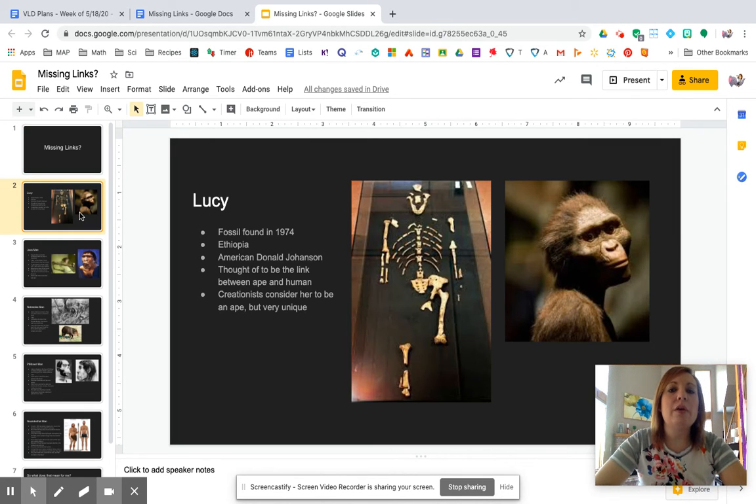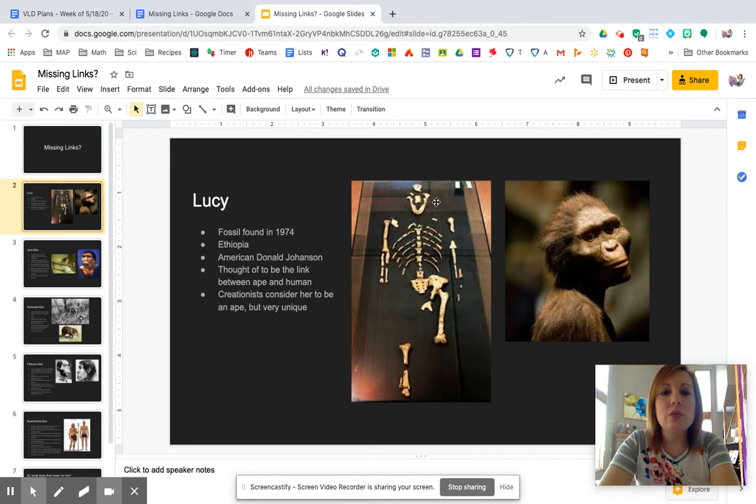Lucy is an early find and one that's rather complete. You'll see that some of the skeletons and fossils found are not very complete. But Lucy was a fossil found in 1974 in Ethiopia by an American scientist named Donald Johanson. She is thought to be the missing link between apes and humans because she's kind of ape-like and kind of human-like. She's not as ape-like as an ape and not as human-like as a human. And if you look at her skeleton, it's rather complete.